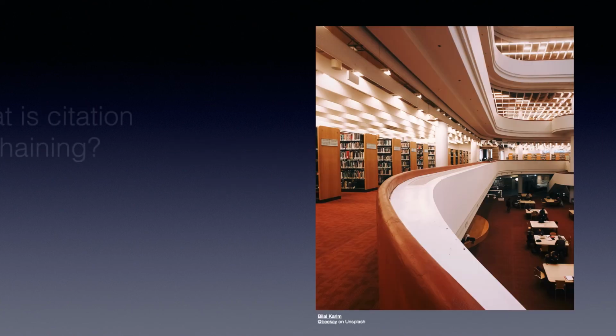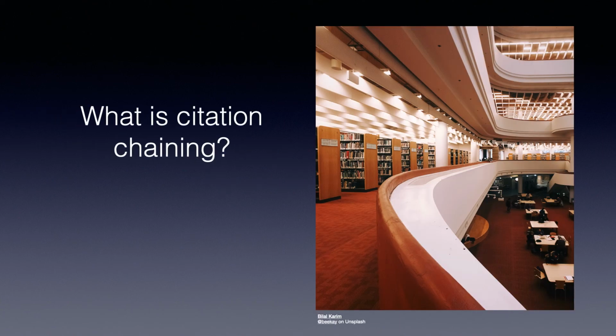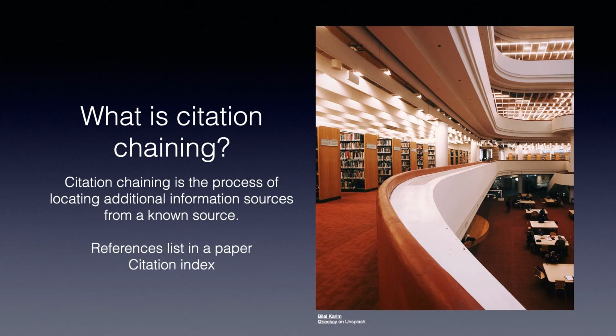So first, let's figure out what citation chaining is. We want a good definition. Well, at its most basic level, citation chaining is the process of locating additional information sources from a known source, so something that you've already found. And we typically do this by looking at the reference lists in an existing paper or by using a citation index.